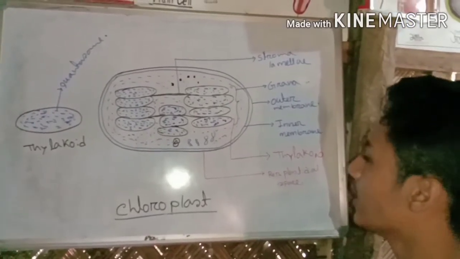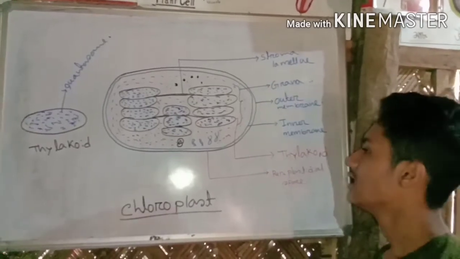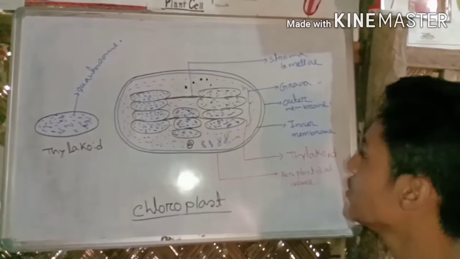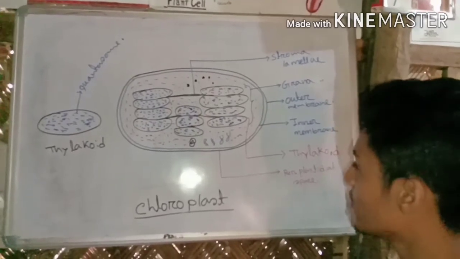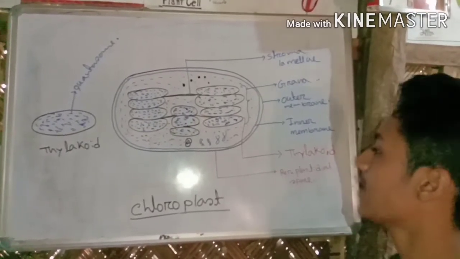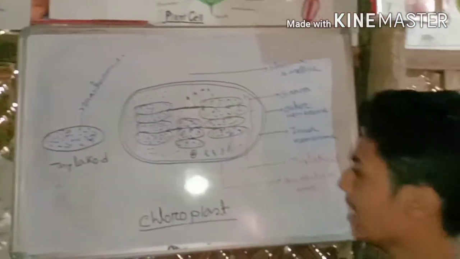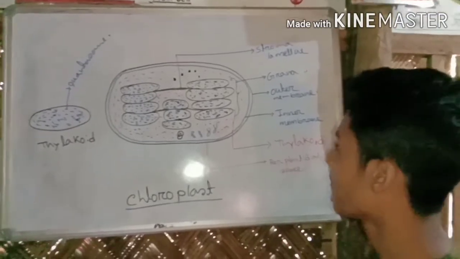Then we move to the inner side of the inner membrane. Then comes a colloidal or jelly-like substance. This is known as the matrix. It contains ribosomes of 55 to 70S. Then comes the RNA and DNA, enzymes and minerals, and different types of other things.